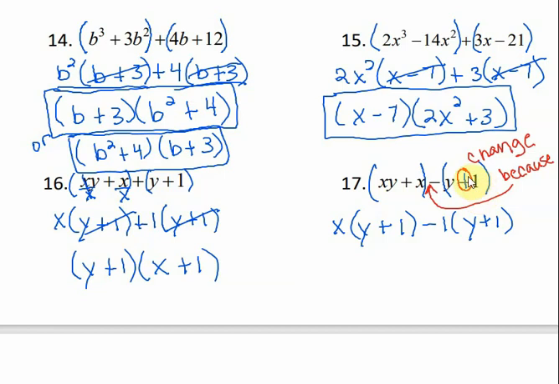Now, if you had forgotten to change this sign, this would be where you would catch it. Because remember, these two things need to look the same. And if you didn't change this sign, you would have y plus 1 and y minus 1. And that wouldn't be right. Okay, so now that they are the same, we factor that out. And we write what we have left, which is x minus 1. And that's how we factor by grouping.